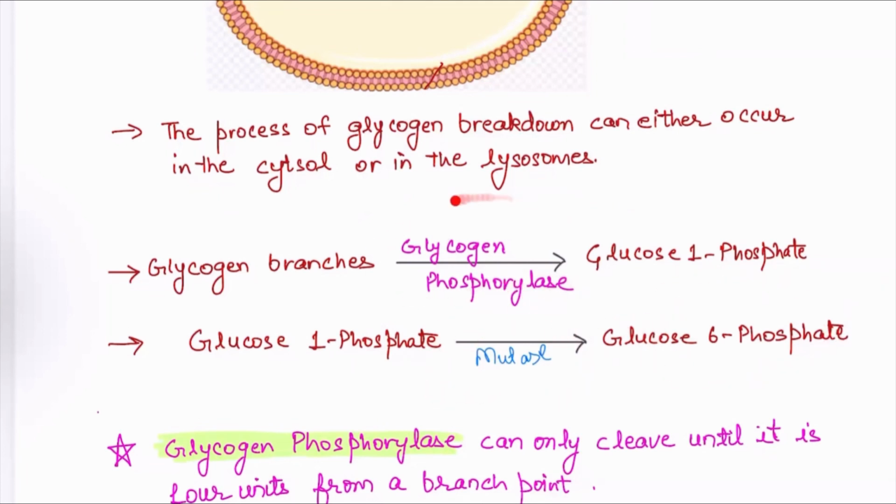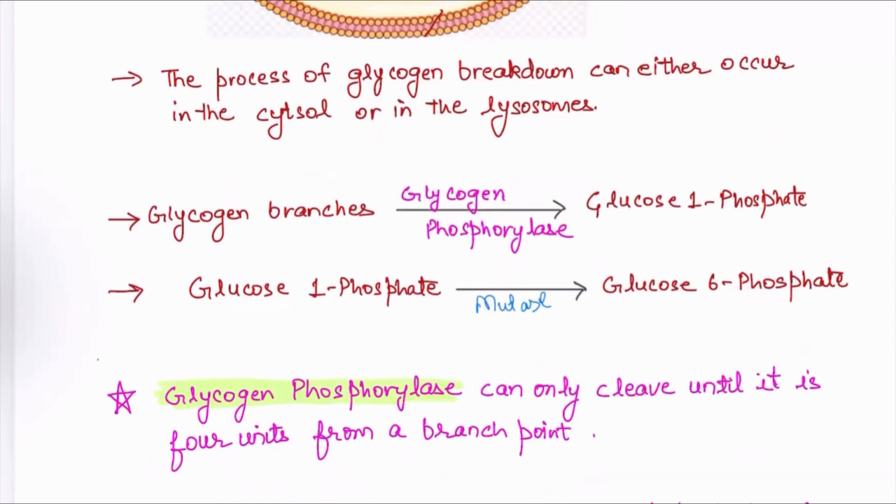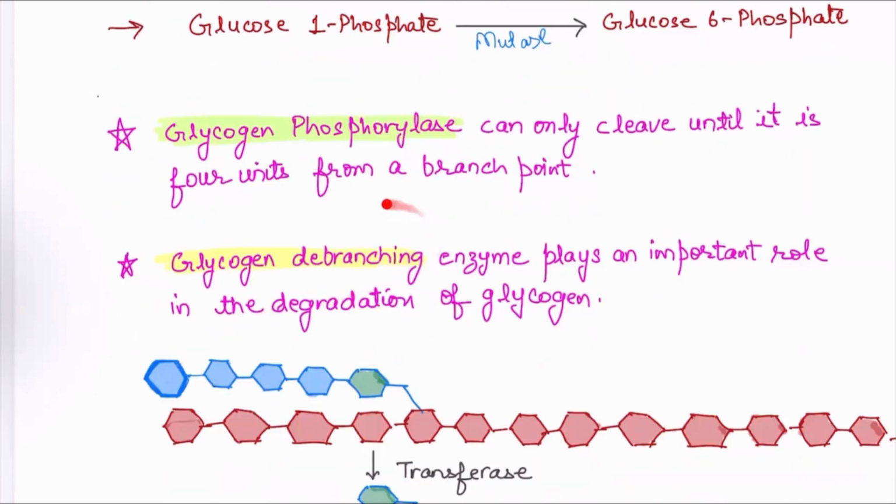With the help of the glycogen phosphorylase enzyme, all the alpha-1,4 linkages can be broken. But glycogen phosphorylase has limitations. It can only cleave until it is 4 units away from a branch point. Now comes the role of glycogen debranching enzyme, which will take care of the alpha-1,6 linkages.